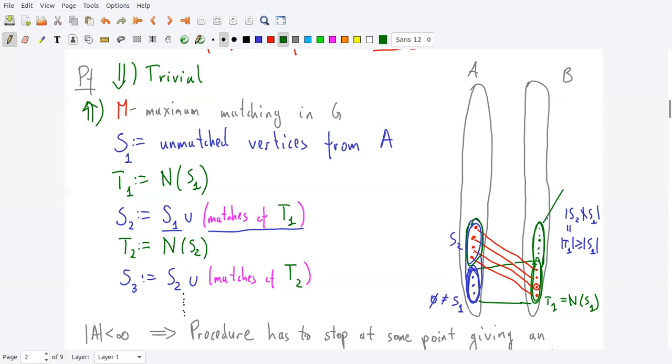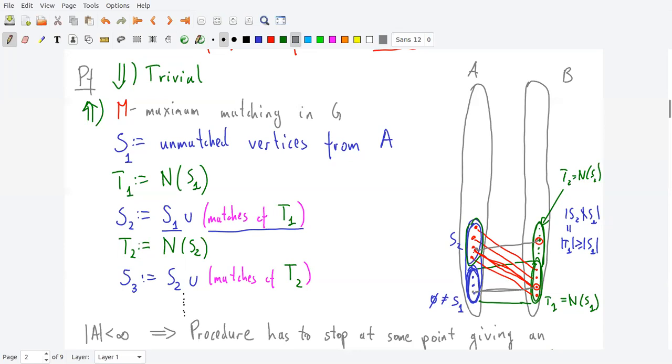So here this is T2, which is the neighborhood of S2, right? I've got some new neighbors, and again I can play the same game. Imagine that one of those guys was actually unmatched by the matching M. Then what happens? This guy has a neighbor in here, because by definition we just expanded the set. Then this neighbor is matched by some edge of the matching to somebody from T1, and somebody from T1 actually had a neighbor via an unmatched edge in S1.